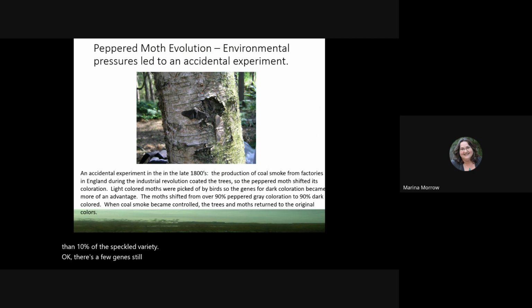But then pressures changed. The factories were cleaned up. There was less smoke. The trees got washed clean. And now the black moths could be seen against the bark during the day, and they got eaten up. And the pepper colored ones were the ones that now survived. So it went back the other way. So that's the idea of environmental pressures, which is what Darwin originally talked about.